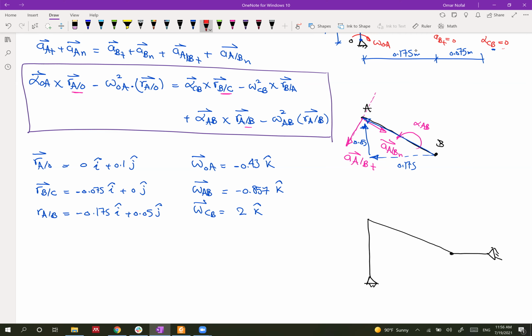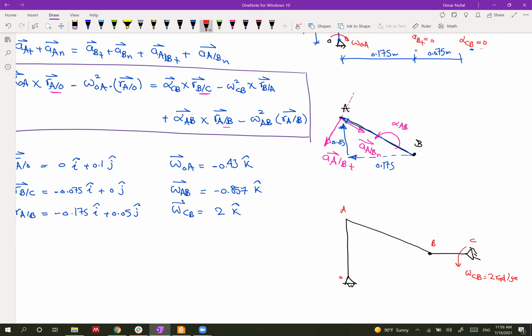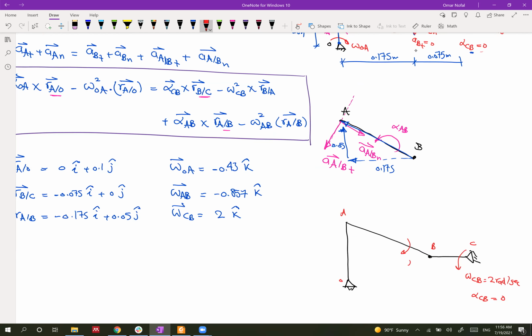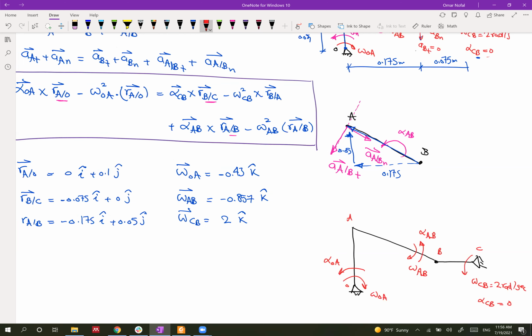So right now these are the directions. I have O, A, B, C, and I have omega CB equal to 2 radian per second, and alpha CB equal to 0. And I have omega AB in this direction, and alpha AB in this direction. And omega OA is in this direction, and alpha OA is in this direction. So these are the directions that we have.